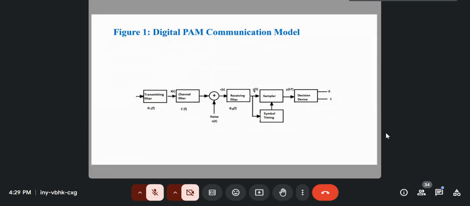That's why you're seeing this is y(t), capital T, T is a period. And the decision device decides whether it's a 0 or a 1. So that is how our signal goes.